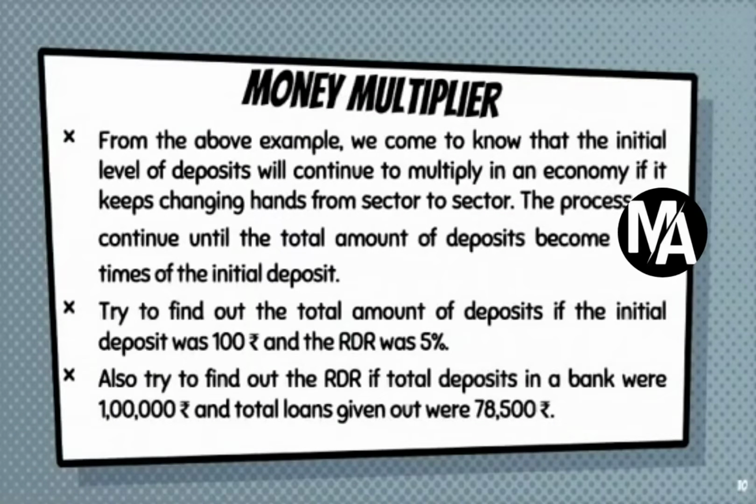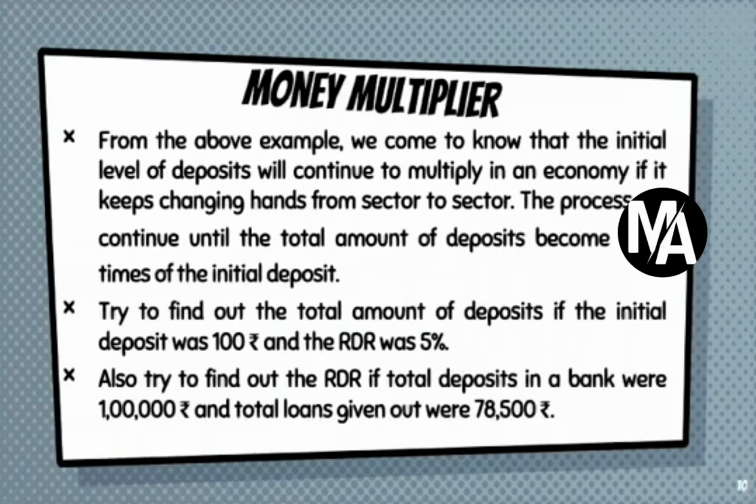So once again, a recap of the entire process. From the above example, we come to know that the initial level of deposits will continue to multiply in an economy, since they are changing hands from one sector and person to person. If it keeps changing hands from sector to sector, the money will keep on multiplying, and the process will continue until the total amount of deposits in that bank become 1 by RDR times of the initial deposit.